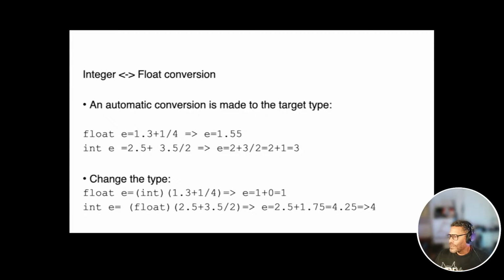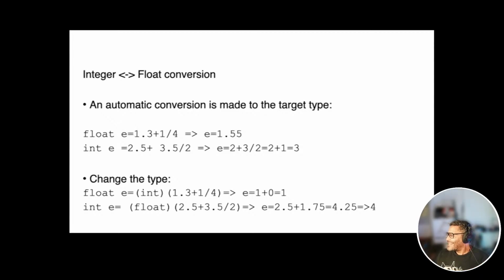So I chose the following. If you are dealing with float, everything on the right side will be considered as a float. So 1.3 plus 0.25 is 1.55. If the target variable is an integer, everything inside it will be changed into an integer. For instance, 2.5 will be changed into 2, 3.5 into 3, 2 will stay 2, so it's 2 plus 3 divided by 2. So it's 2 plus 1 and it's 3. In integer mathematics, of course.